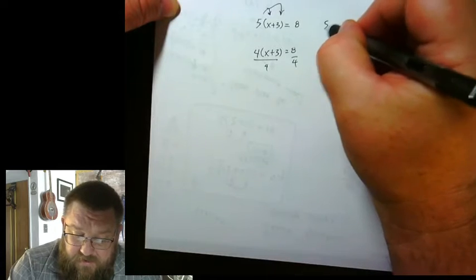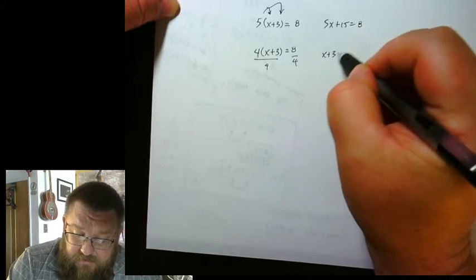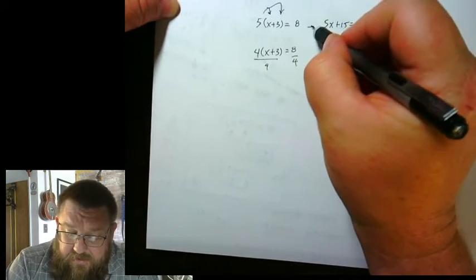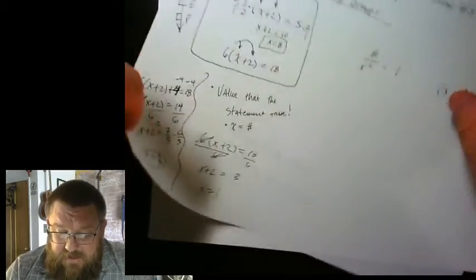So this one would be 5x plus 15 equals 8, and this one would be x plus 3 equals 2. That'd be your next step. And from there, now it's just pretty simple. Basic inverse operations. Subtract, divide, boom, done. All right. On to idea number 2.